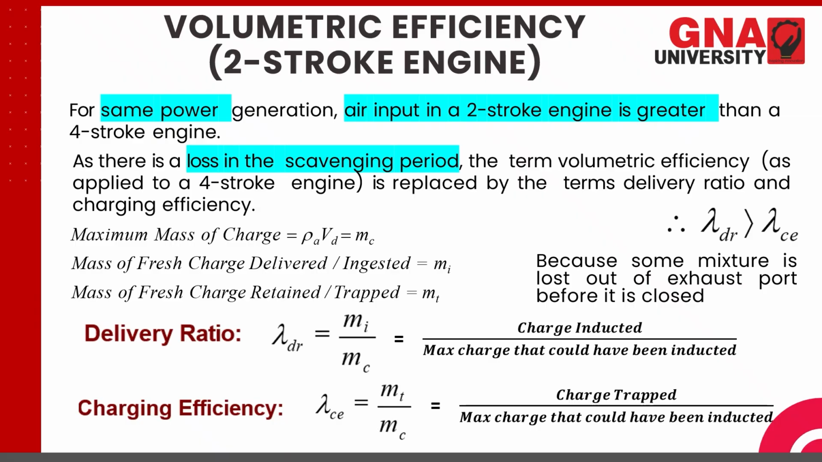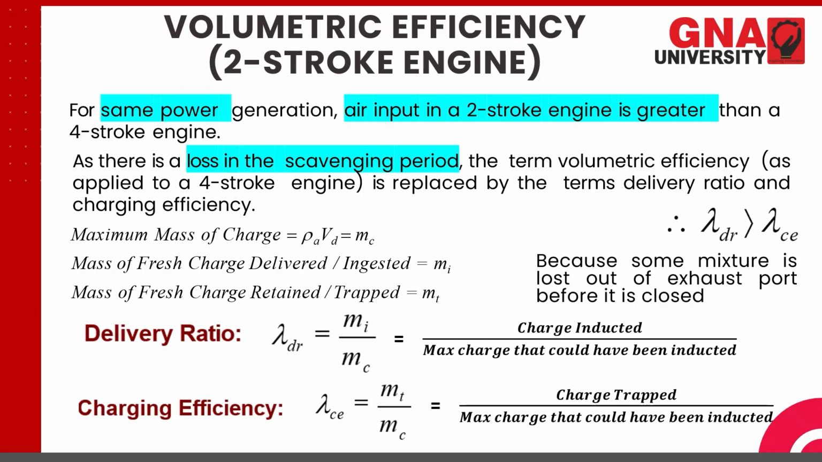So delivery ratio is the ratio of charge inducted divided by maximum charge that could have been inducted. Now how much amount of charge is inducted? It is represented as Mi, and the maximum charge which could have been inducted is represented by the stroke volume. So stroke volume into the density of the charge gives us the maximum charge that could have been inducted.